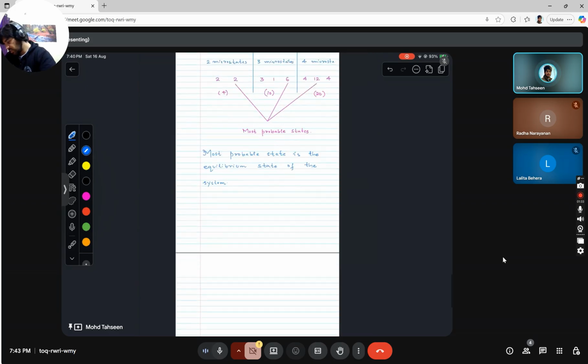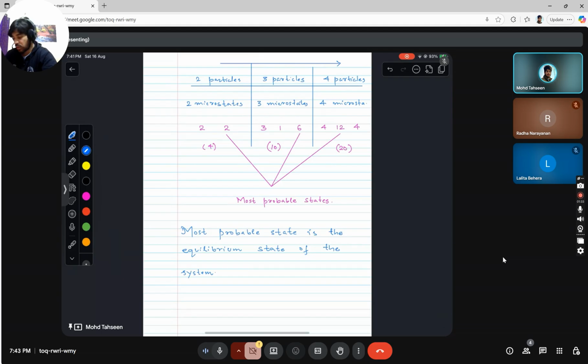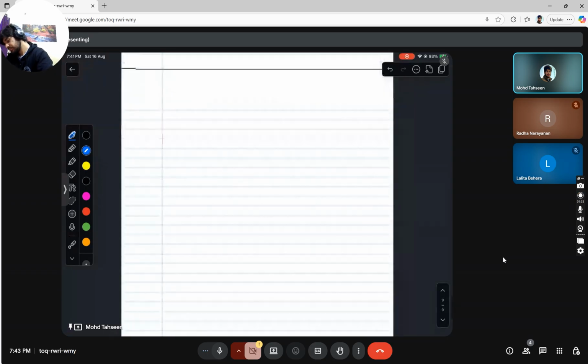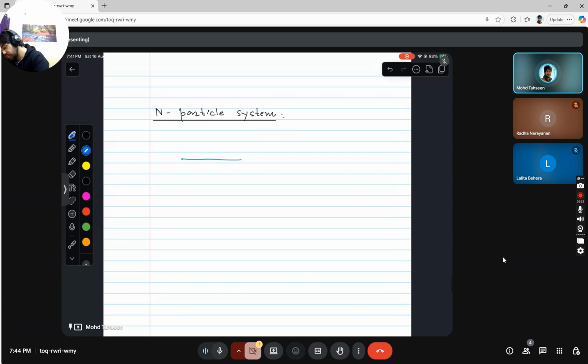So now with that in mind, let's calculate what would be the number of states and what would be the most favorable state for n number of particles, right? We did the examples for 2, 3 and 4. Now we will go to a general system which has n number of particles. Okay. So for this n particle system, and let's have a diagram here to help us.